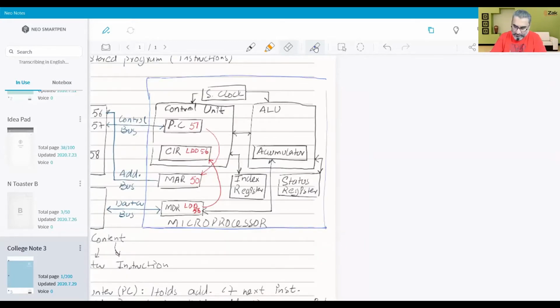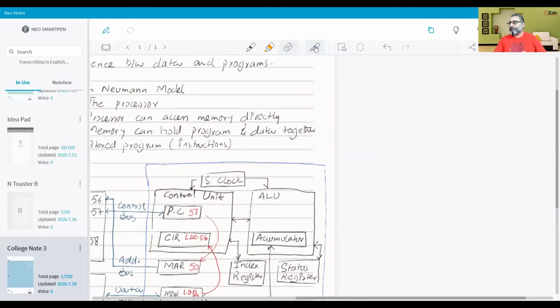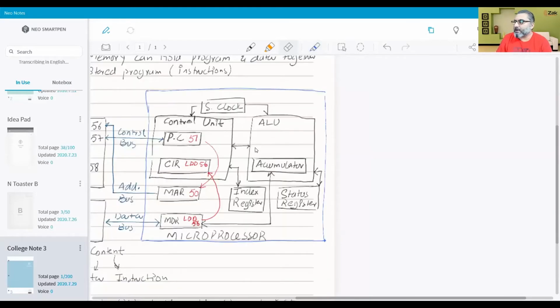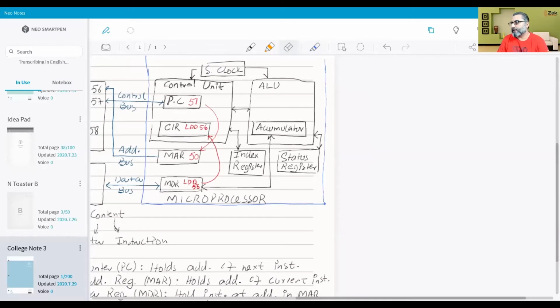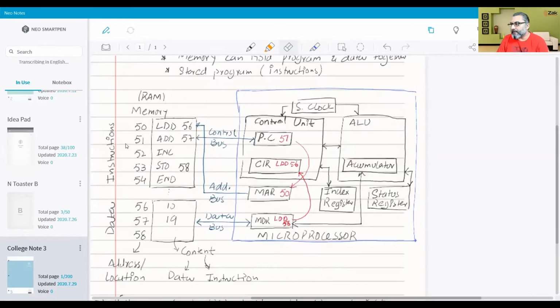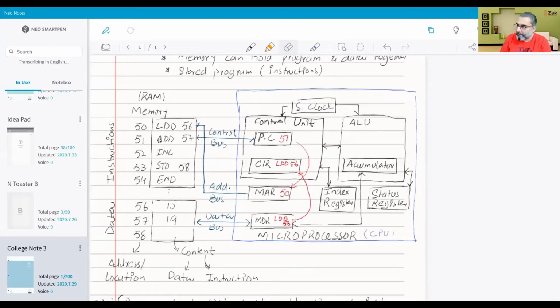So this is the whole microprocessor. What has the microprocessor got? It has a system clock, ALU, index register, status register, accumulator, control unit, PC, CIR, MAR, MDR, a lot of it. And this memory, RAM, is also called part of the microprocessor, but I told you that it is residing outside.